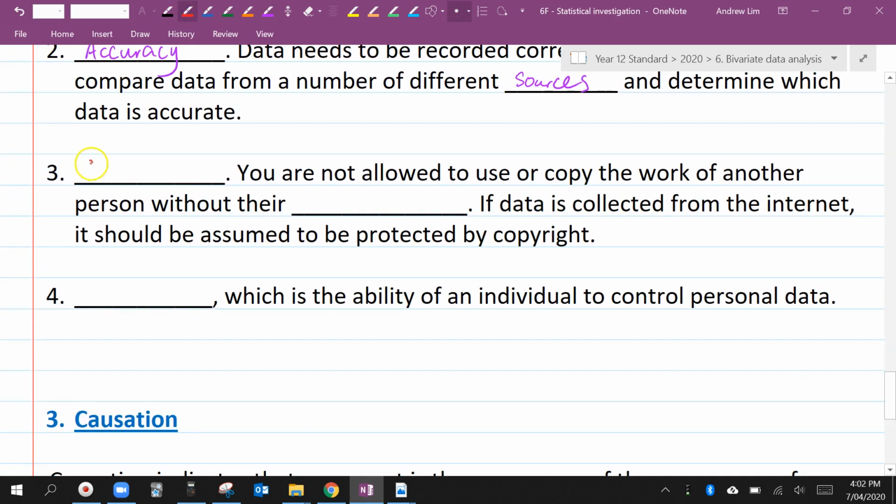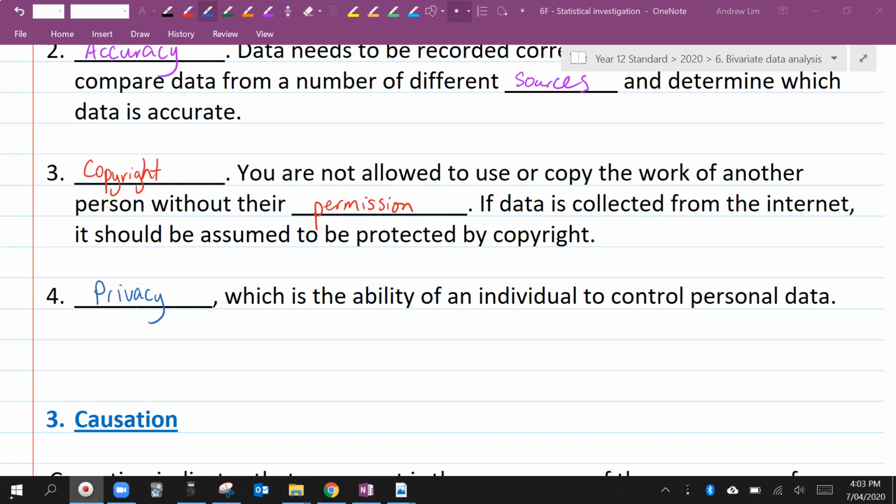The third one is copyright. You are not allowed to use or copy the work of another person without their permission. If data is collected from the internet, it should be assumed to be protected by copyright. And the last one is privacy, which is the ability of an individual to control personal data.